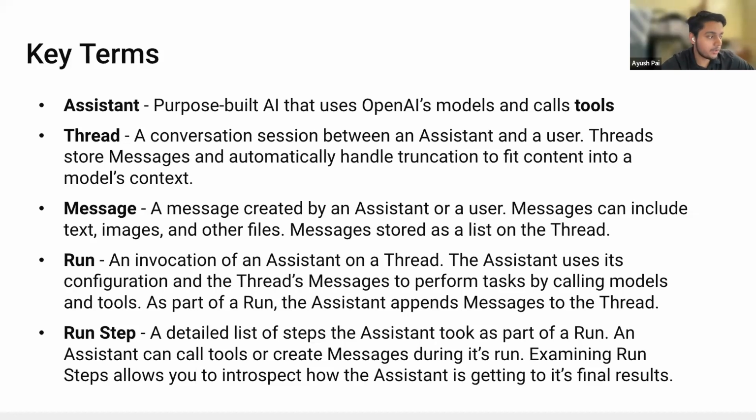Then you have a message, which is created by an assistant or a user. Whenever you have a query to the assistant, it's going to create a message, and it's going to store these messages in a list on a thread. So there are messages and there are threads, and the messages are in the threads. Then we have run, which is an invocation of the assistant on a thread, and the assistant uses its configuration and the thread's messages to perform tasks by calling models and tools. And as part of runs, the assistant appends messages to the thread.